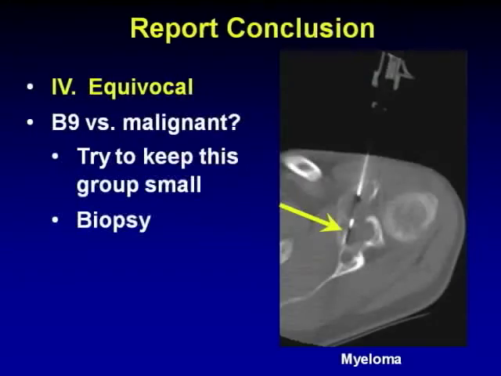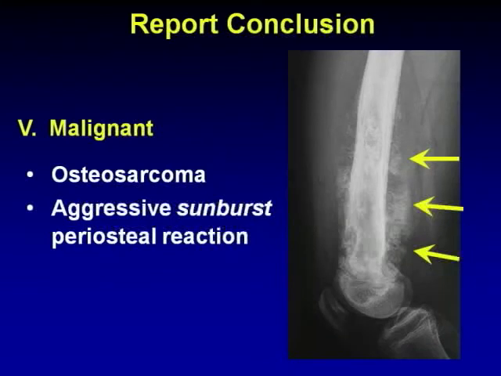Yet another report conclusion is that it's equivocal. We, based on the findings, don't know whether it's benign or malignant. We try to keep this group small because in many cases these patients need to go on to biopsy, and in this case, biopsy was done and myeloma was the diagnosis. Finally, the last type of report conclusion that many musculoskeletal radiologists advocate is that we're dealing with a presumably malignant lesion, such as this osteosarcoma, in which we see an aggressive sunburst pattern of periosteal reaction.